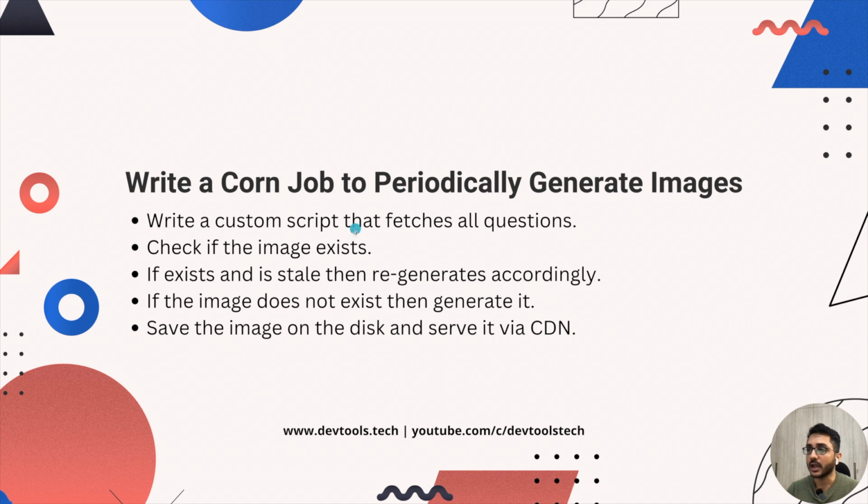The next approach was that I could write a custom script which I can run as a cron. Maybe it could be run through PM2 or something, which fetches all the questions. Let's say during the low peak hours, the script would run, fetch all the questions, and check whether an image exists for each question, and if it exists, whether it is stale or updated. If it's stale, then we'll regenerate it. If it doesn't exist, then we will generate it, following the same mechanism. Maybe we will generate the image using some node package or maybe Puppeteer, save it on the disk, and eventually serve it by the CDN.